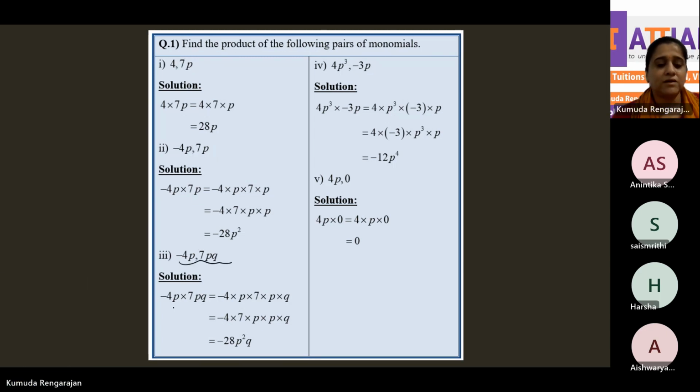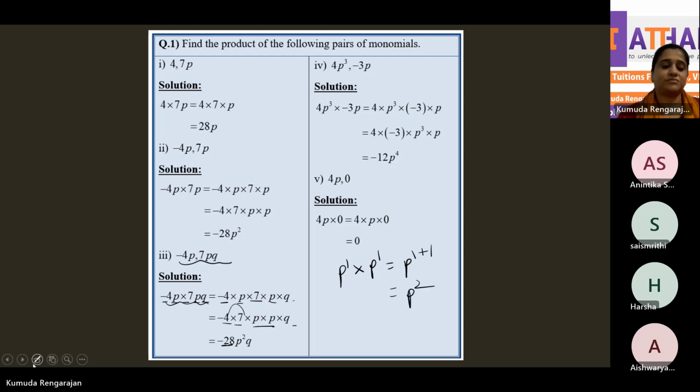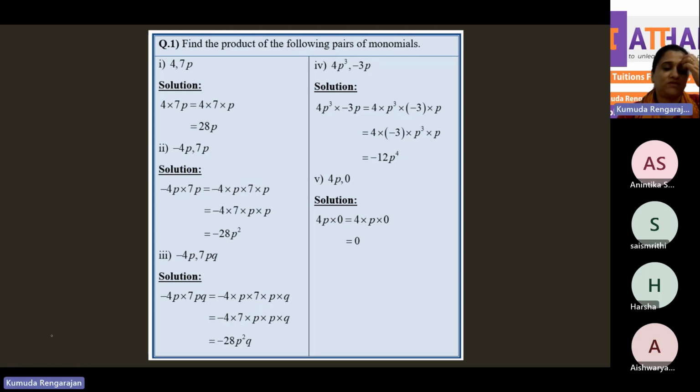Let's see the third one. So we need to multiply. So how do you multiply this? It's minus 4 into p into 7 into p into q. The next step, I've gathered the numbers. Minus 4 and 7, and then p, p and q. Now this is minus 28. p into p. What is p into p? p to the power 1 into p to the power 1. Bases are the same, it's multiplication. We add the powers. 1 plus 1. So p to the power 2. So p squared q. That's what it is everywhere.